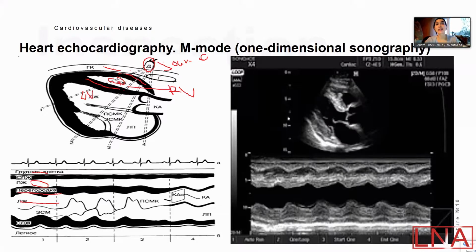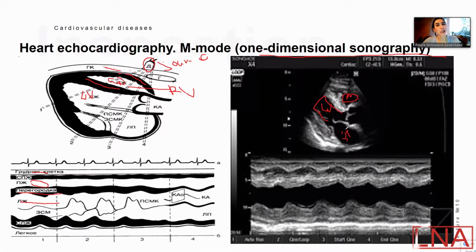And you can assess it during echocardiography. Yes, look, the massive myocardium means that the volume of the left ventricle is bigger than the volume of the right ventricle. And look at the real echocardiography on the right side of the slide. What is it? It's a chamber of the right ventricle. Yes, it's a chamber of the left ventricle. It's a chamber of the left atrium.